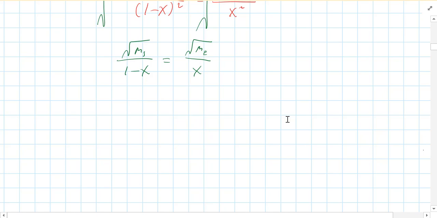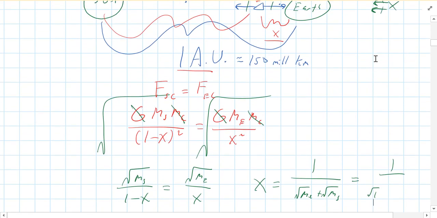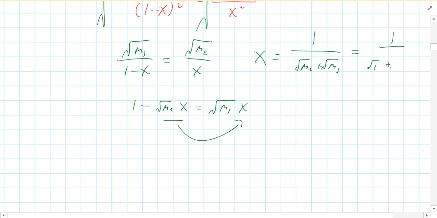And then if we cross multiply, you get, let's see, 1 minus root mass of the Earth times x equals root mass of the sun times x. And if you get x by itself, you're going to get, let's see, if you move this over to here, you're going to get 1 divided by root mass of the Earth plus root mass of the sun. For us, that's 1 over square root of 1, because we're calling the Earth 1, and then the sun is the square root of 330,000.